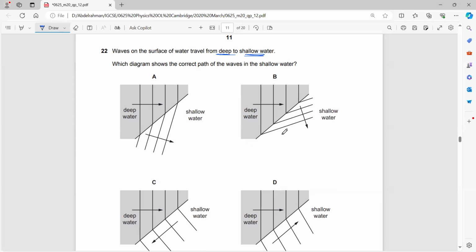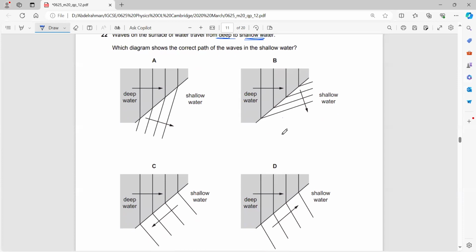Any ideas? I need some help. As it moves from the deep end to the shallow end, what happens to the wavelength? And how does the water bend? Definitely, it cannot be C or D. Why? Because the wavelength decreases.